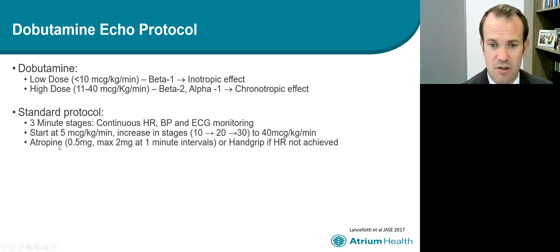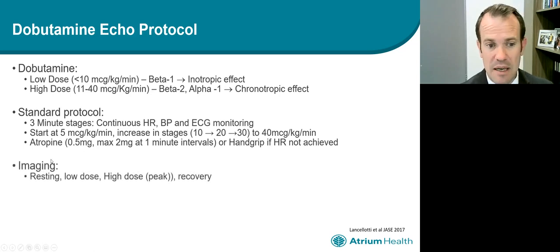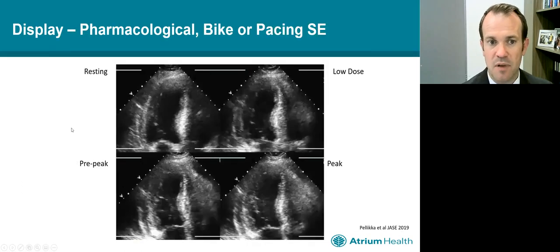We can use atropine to try and increase the heart rate, or hand grip. It is often a good idea to begin the atropine at about 20 or 30 micrograms if you feel that you're probably not going to get the heart rate with dobutamine alone. We will image at rest, at low dose, at high dose, and in recovery, and we will finish the test once we reach that 85% maximum age-predicted heart rate.